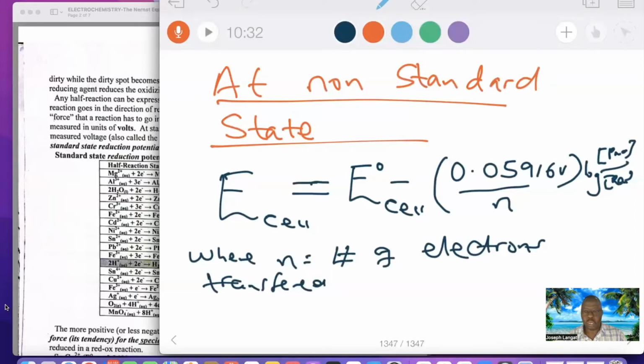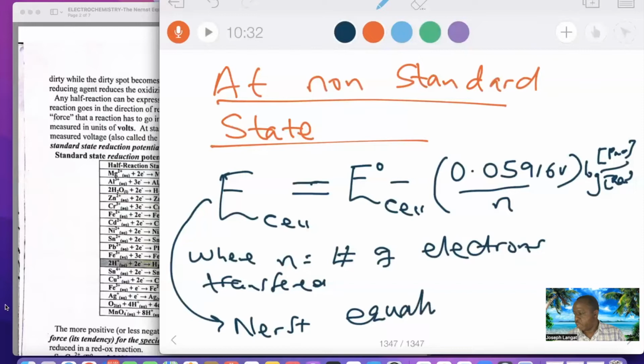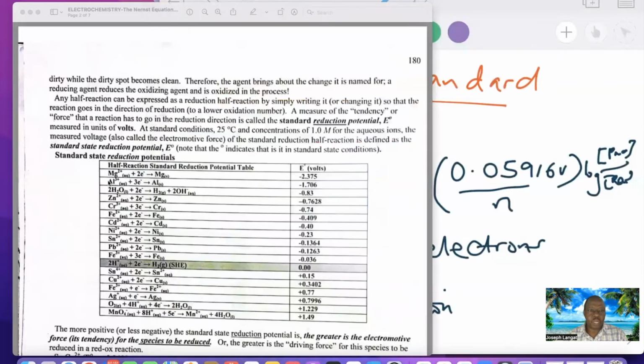We call this now the Nernst equation, which you will use in the experiment to collect the data. You will be working at non-standard state. What do I mean by that? The molarity will not be 1 molar. Therefore, it's a non-standard state.